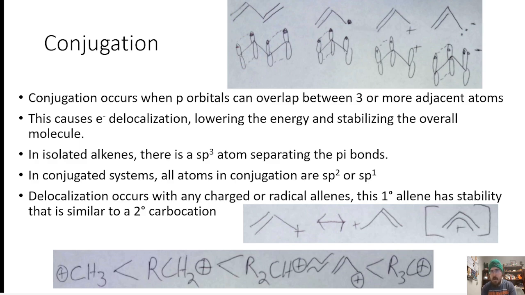And we can also have an allylic cation and allylic anion, where we have an empty p orbital where we can see electron transfer, and we can have a filled p orbital where we can see electron transfer, where we're pushing electrons one way or another. But the idea of this conjugation causes the delocalization, which will lower the energy and thus stabilize the overall molecule.